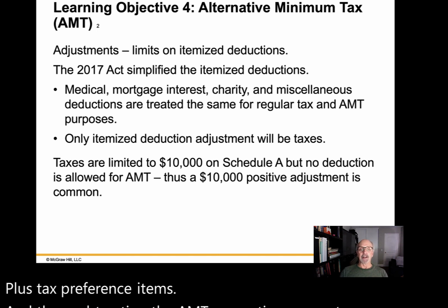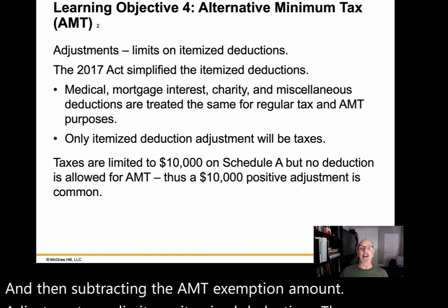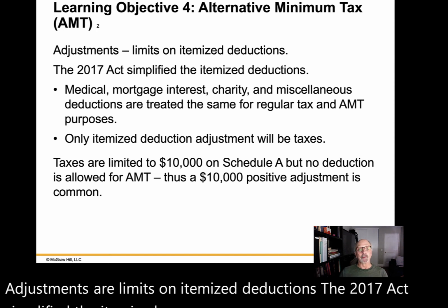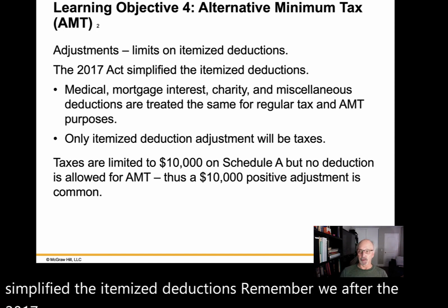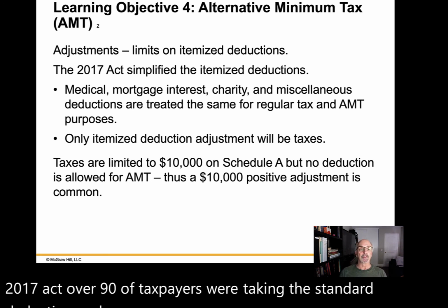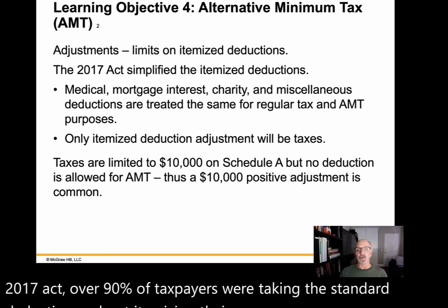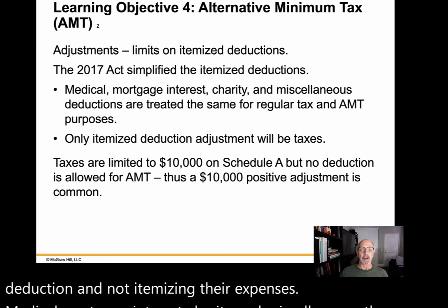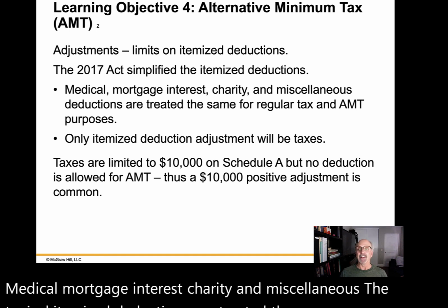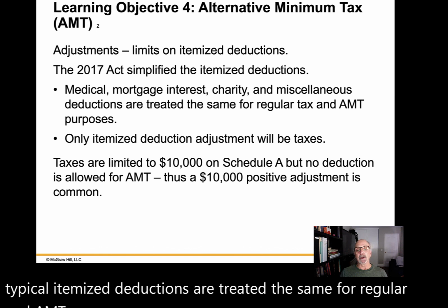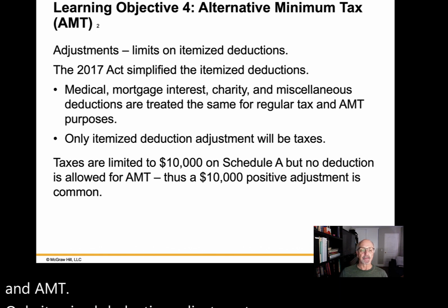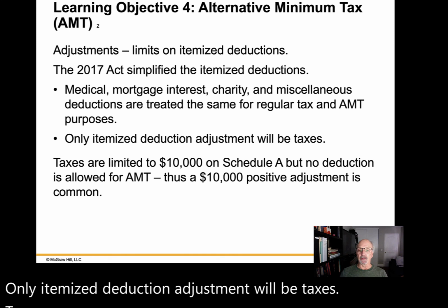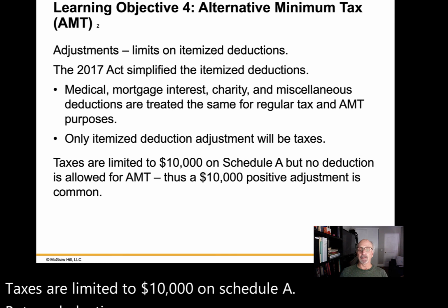Adjustments or limits on itemized deductions. The 2017 Act simplified the itemized deductions. Remember, after the 2017 Act, over 90% of taxpayers were taking the standard deduction and not itemizing their expenses. Medical, mortgage interest, charity, and miscellaneous, the typical itemized deductions, are treated the same for regular and AMT. The only itemized deduction adjustment will be taxes. Taxes are limited to $10,000 on Schedule A, but no deduction is allowed for AMT, thus a $10,000 positive adjustment.